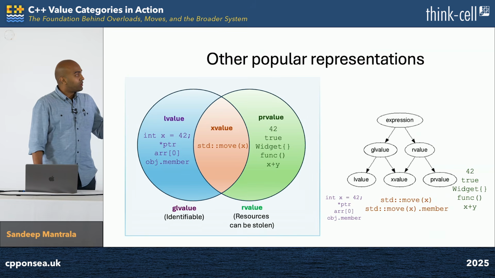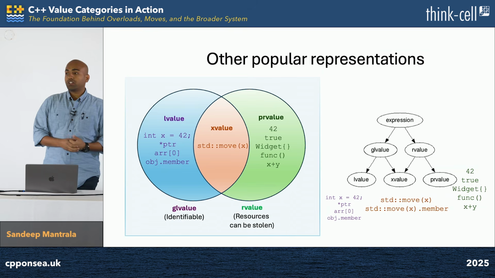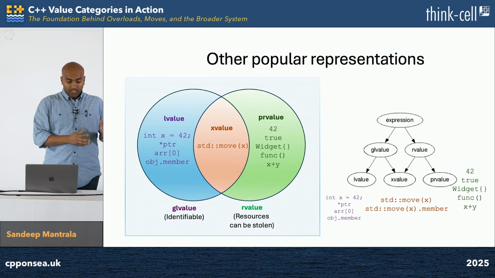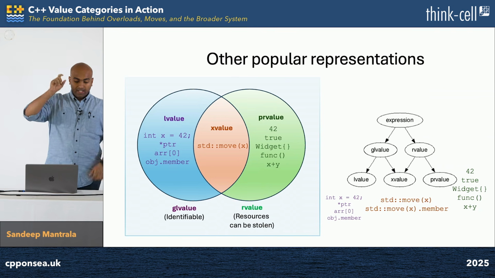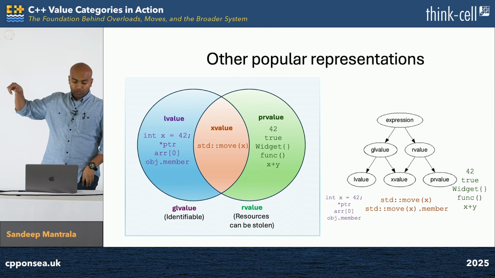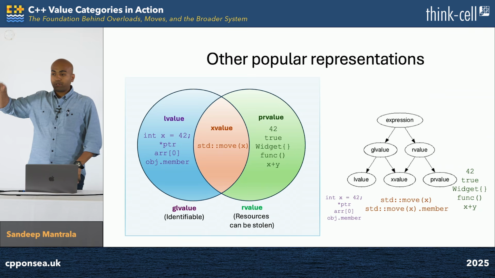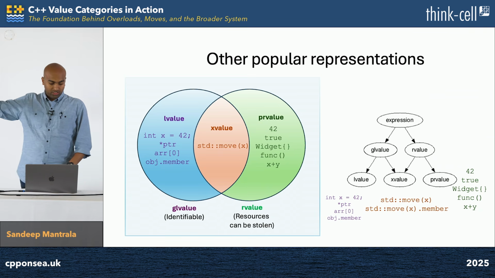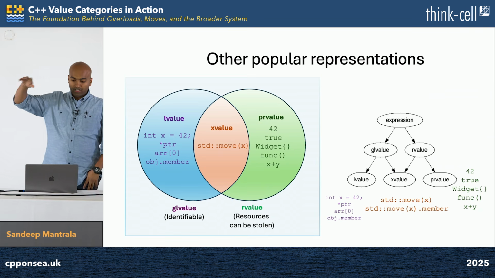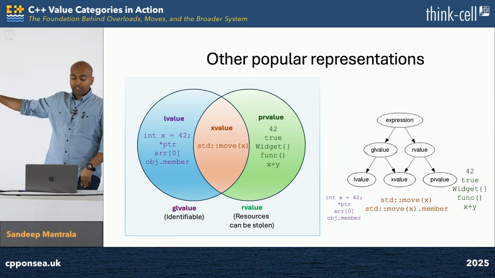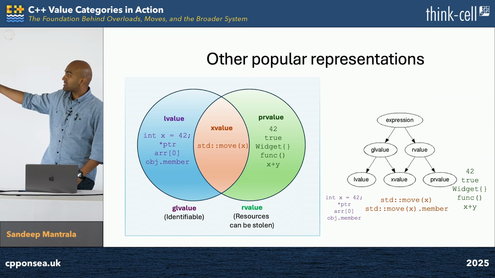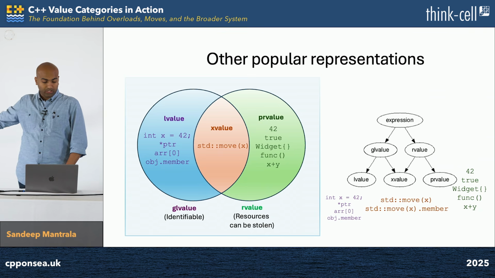There are two other popular representations of value categories. On the left, we have a Venn diagram which very clearly shows that L value, X value, and PR value are three different primary value categories. Just take a moment here to look at the examples and see why they would be considered as L value or X value or PR value.